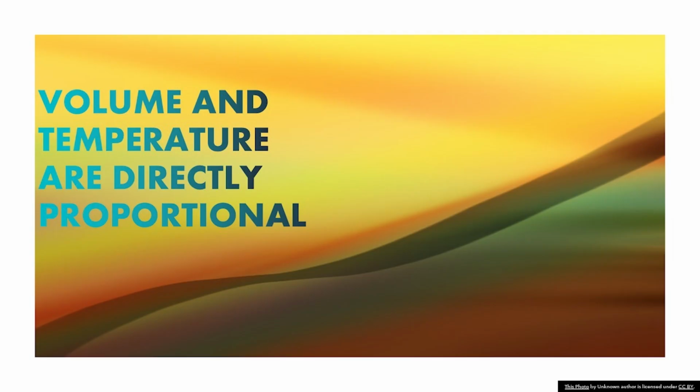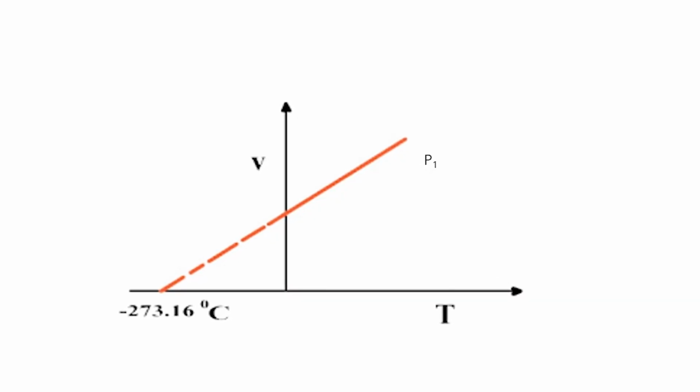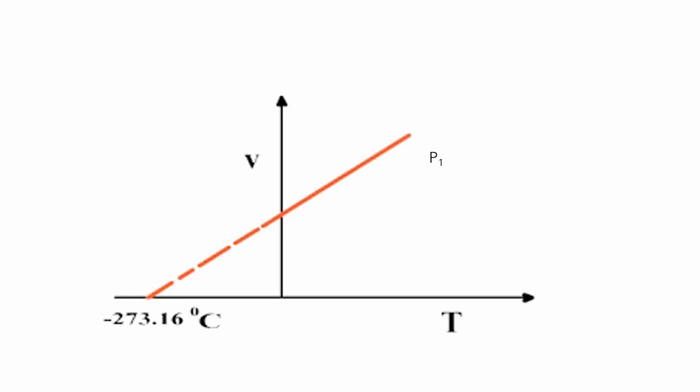Now let us draw a graph showing volume versus temperature. We already found that volume and temperature are directly proportional. So the graph will look like this. Here the graph is plotted at constant pressure. So what can you call this graph? Yes, this is an isobar. Iso means same and bar is the unit of pressure. So this graph is called an isobar.